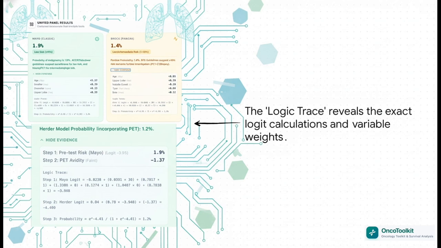If you look at the results screen, you can click and open up the logic trace. And let me be clear, this is not an approximation. This is the exact logic calculation. It shows you the precise variable weights, the formulas, everything that was used to generate each score. This is what we mean by complete clinical transparency. It lets you verify every single step of the process yourself.